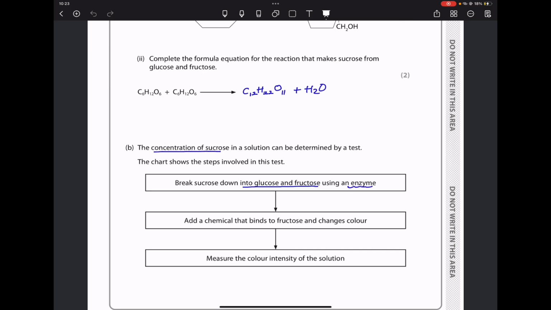In part B, the concentration of sucrose in a solution can be determined by a test. The chart shows the steps involved in this test. First is break sucrose down into glucose and fructose using an enzyme, and then add a chemical that binds to fructose and changes color. So this chemical is only going to be binding to fructose, and then you measure the color intensity of the solution formed. So since we're measuring color intensity, it means the more fructose formed from the digestion, the more the color intensifies, and therefore the intensity is going to be greater.